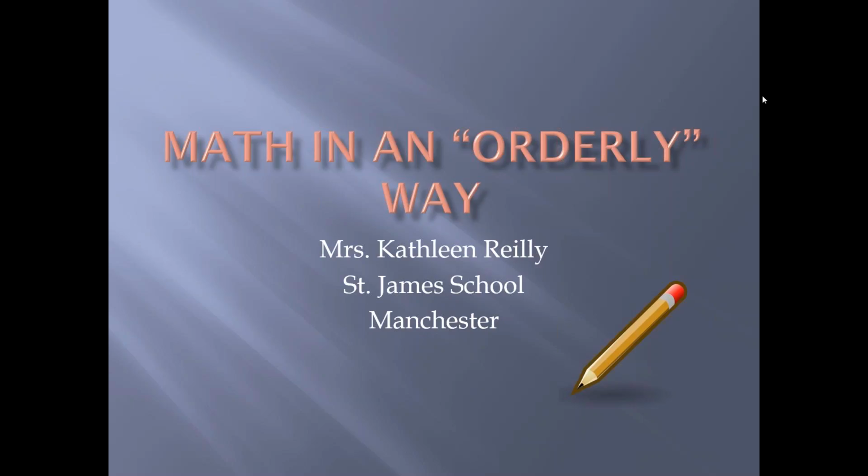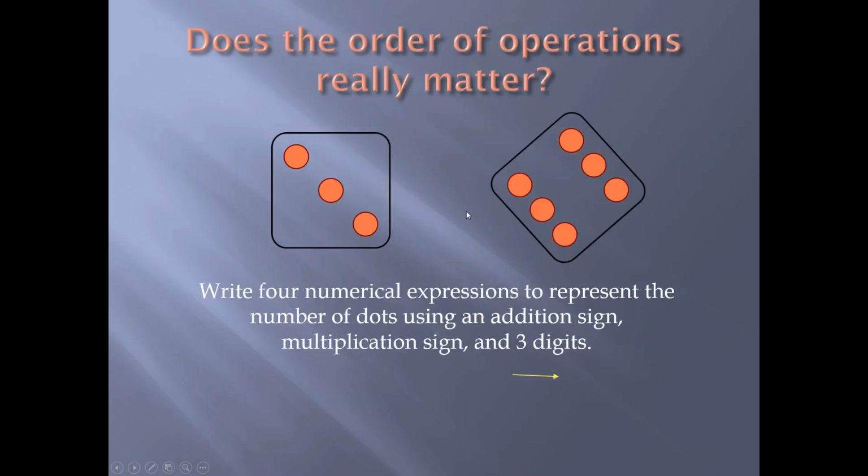And when I teach order of operations, I like to be able to give a reason why they work instead of just giving the rules. This is an example that would allow the students to see that it does matter what you would do first. I asked them to write an expression that would signify the number of dots on the dice.